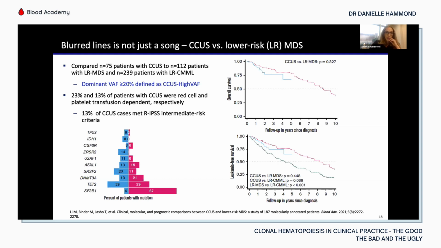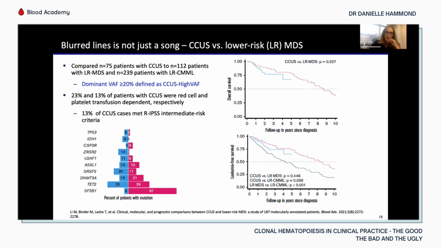But what I found quite striking is that of the patient cohort with CCUS, almost a quarter of them were red cell transfusion dependent, and more than 10% were platelet transfusion dependent, which is almost a worse clinical state than a lot of cases of lower risk MDS.